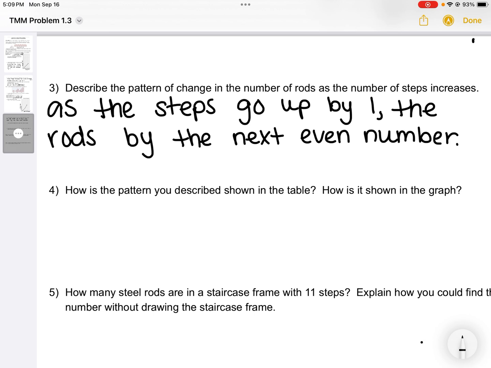Number 4 is asking, how is the pattern you described shown in the table? How is it shown in the graph? So on the table, we actually wrote down our pattern. We did test it. It is the next even number. Sorry, my pen just randomly turned off.